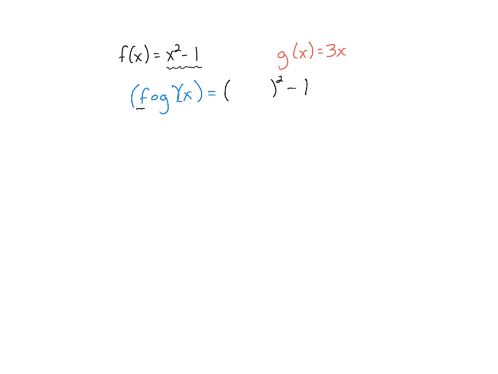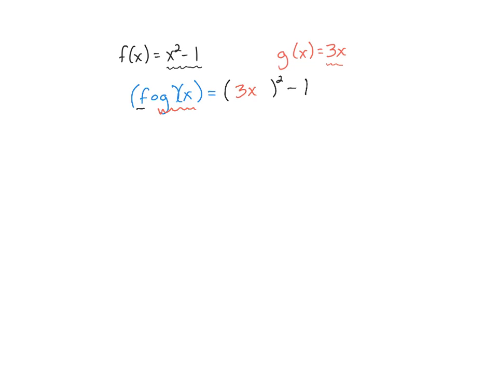Okay, so now where the x used to be, we're going to replace that x with the function g of x. So everywhere there was an x in the past, it now becomes g of x. G of x is equal to 3x. So now, instead of having an x, I have a 3x. So I replaced the variable, which was x, with the new function. Now it's just a matter of simplifying.